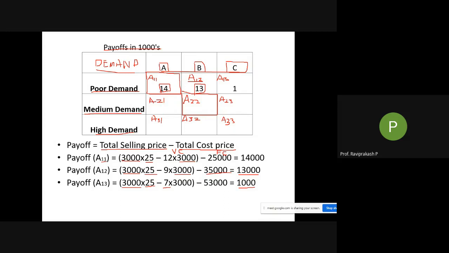Okay, so I just explained how I got 14, 13 and 1. Similarly, I want you to find the values of A21, A22 and A23. Okay, take down. I'll give you some 5 minutes. So as and when you are done with taking down, just let me know. Then we'll discuss.